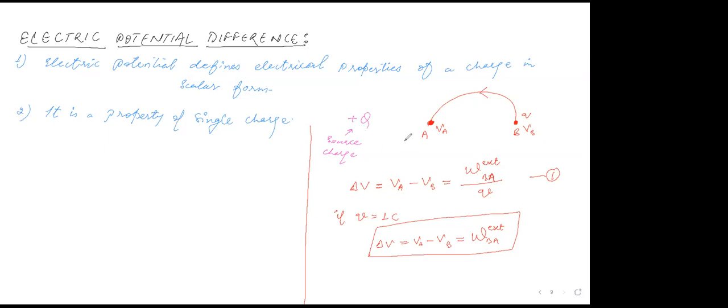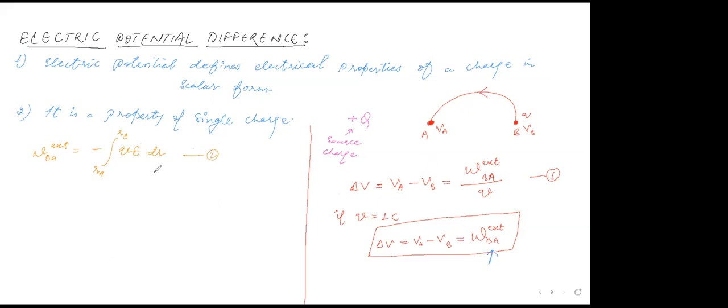Now, can you tell me what is the value of W external? What is the equation of W external? W of BA external can be written as minus the integral from RA to RB of QE dot dr. You can consider it equation number 2.